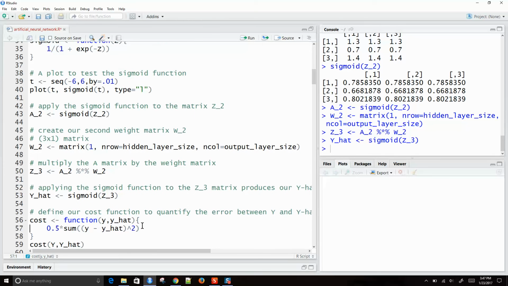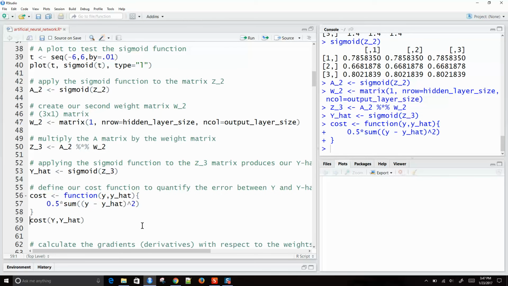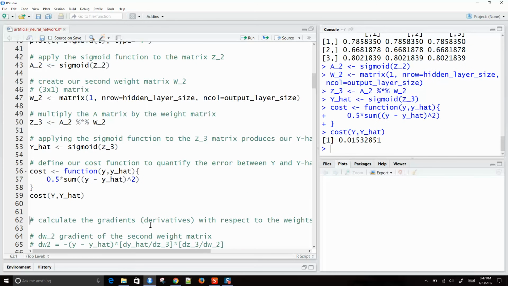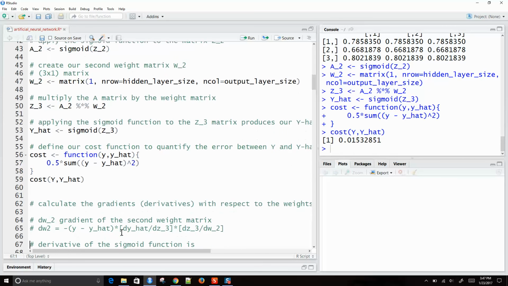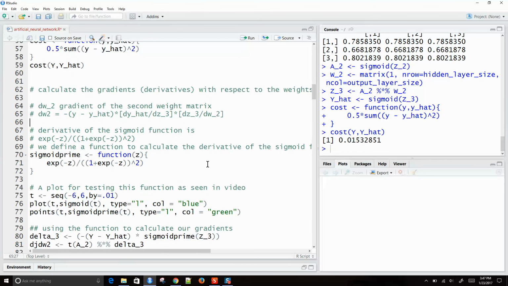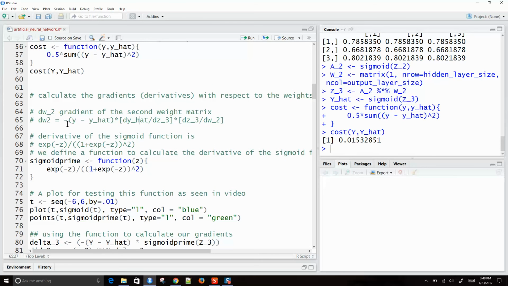Our cost function, or our loss function, is what we are trying to optimize, and we can say currently this is our current cost and current loss, and we want to minimize this. So we're going to calculate all of these derivatives. So we want the derivative with respect to W2, which in loose terms is this.